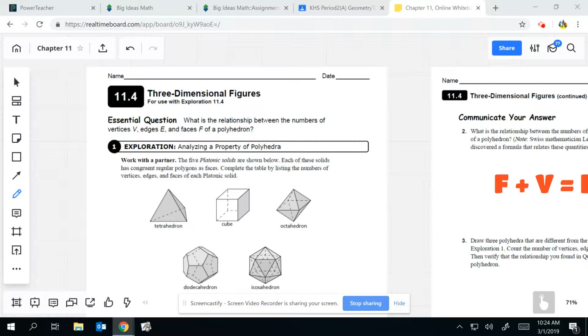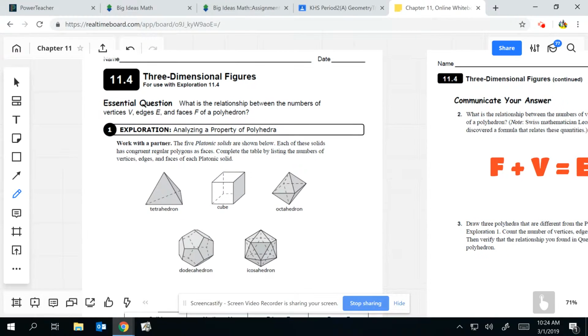All right, so we're looking at 11.4, three-dimensional figures. We've got 5 shapes there. They're called polyhedra or polyhedron. I've got examples of them.